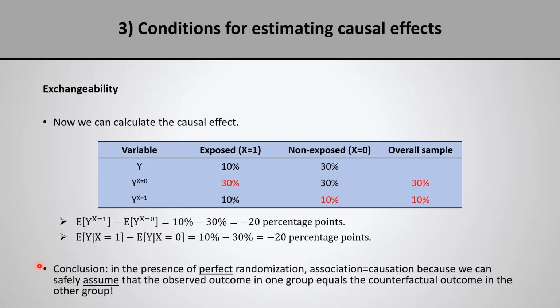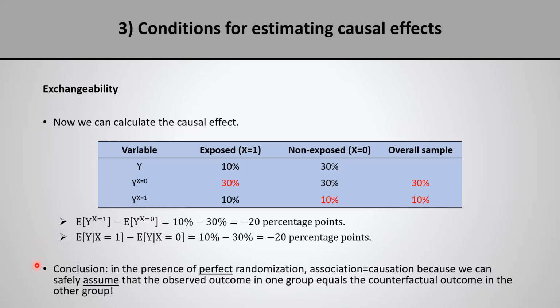So our conclusion here is that in the presence of perfect randomization, that is, if we have a perfect randomized trial, association equals causation. And this is because we can safely assume, notice that the word assume is underlined here, that the observed outcome in one group equals the counterfactual outcome in the other group. That's exactly the reasoning we used to infer the potential outcomes in both groups by extrapolating what we observed in one group to the other. And that extrapolation is based on the assumption that the two groups are fully comparable, which is of course the case when we have perfect randomization.